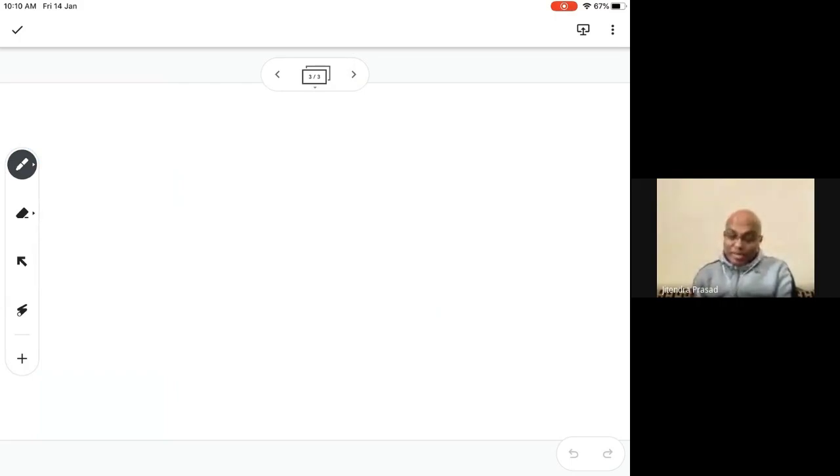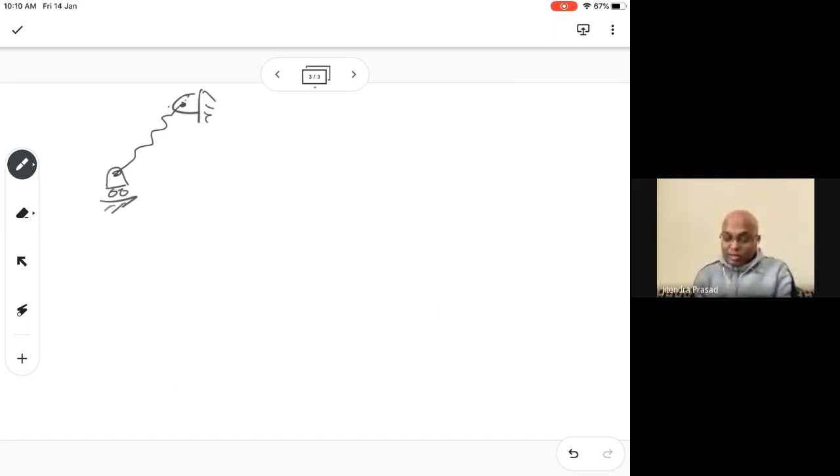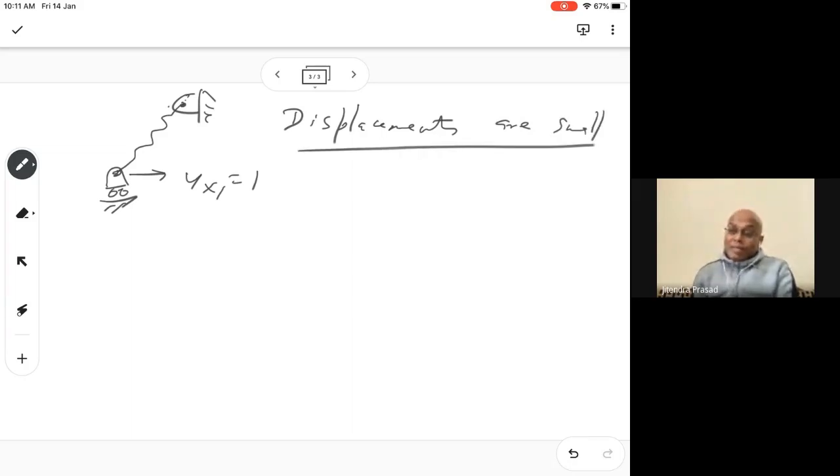Let's see the spring, what happens. If, instead of the bar, you have a spring like this, then what happens? Here you have fixed, here there is a roller, and here you have given a displacement of ux1 equal to 1. Of course, remember that these displacements are very, very small.